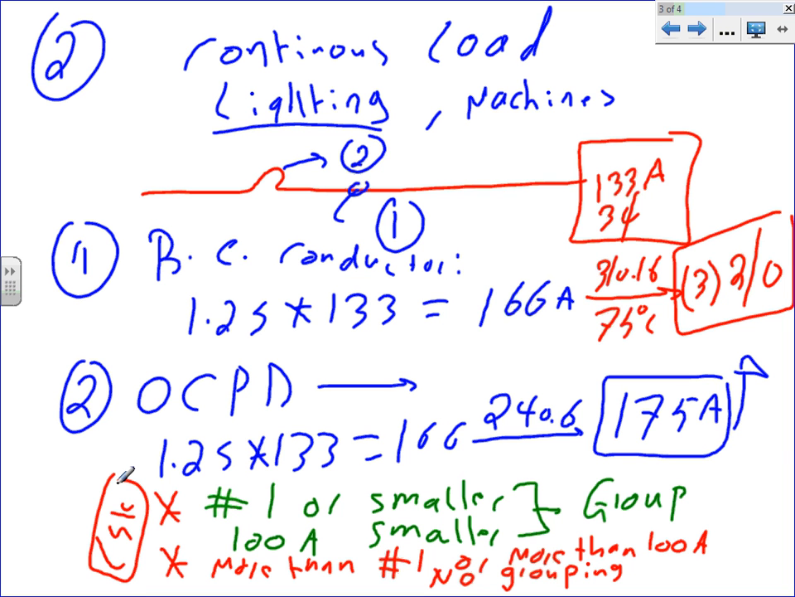Another bad idea is to group if you have a temperature issue. If you need to derate based on the temperature, it's a very bad idea to group, because you end up with double derating and a big fat conductor that's carrying nothing. But most of this equipment is inside. Temperature is not an issue. So we can derate. Temperature is not an issue.